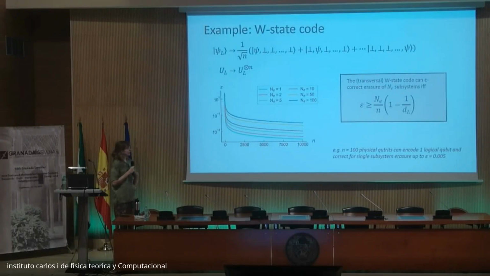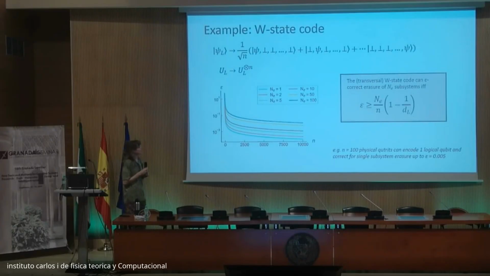And actually, in this case, we can show that our approximate Eastin-Knill theorem takes a very simple form. Essentially, how this is derived is the original condition of an entropy theorem, stated in terms of a simple program. For this case, you can solve this analytically. So what we find is that this code is epsilon-correct for the erasure of capital N subsystems if and only if this inequality holds. And so we plot this inequality for different values of the number of subsystems that your code can correct for.